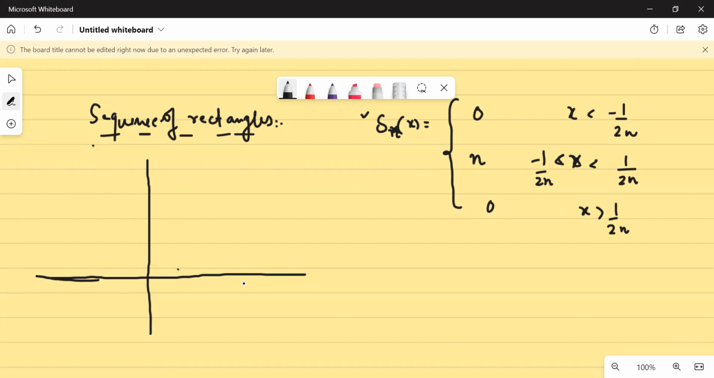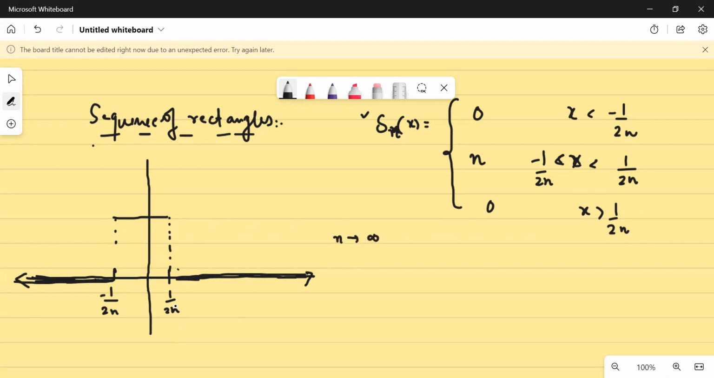Okay, what does it say? You take 1 upon 2n here, let's say. If you are keeping n equal to 1, then this will be half. You are saying that your function only exists between these two points. Except for the region between minus 1 upon 2n and 1 upon 2n, the function will be 0 here, and 0 here. Is that clear?